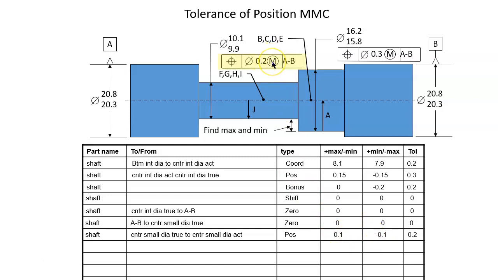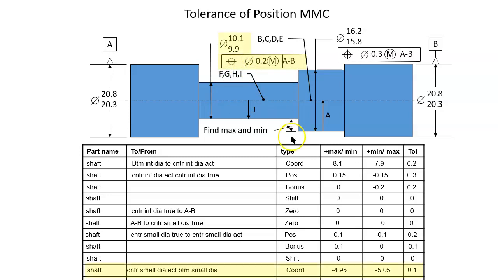And this says we're going to have bonus, but in order to calculate the bonus, we're going to have to do step J. Well, we're not there yet. So we're going to have to skip our bonus for now. We're going to have to acknowledge that we've got no shift. We're going to have to do step J, going halfway through the 9.9 to 10.1. So that's 4.95, 5.05. And then this is the information we're going to use for calculating our bonus for this tolerance of position.